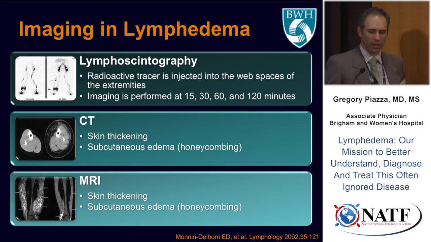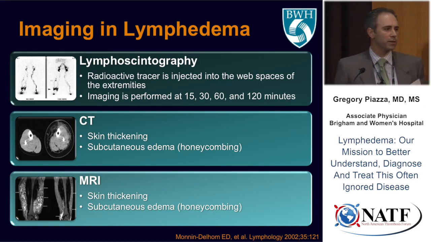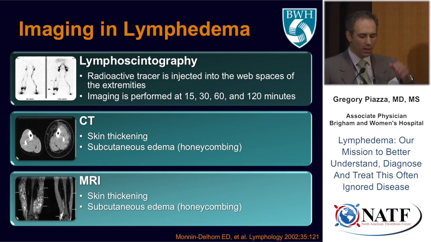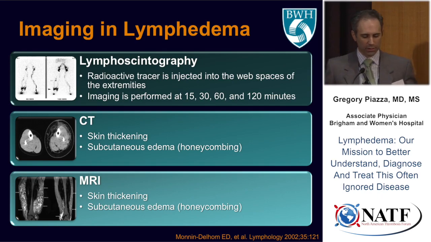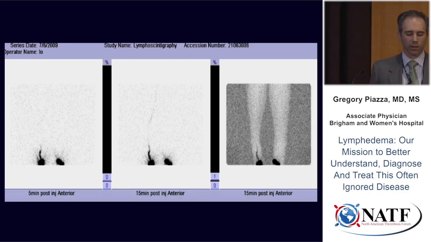So how do we diagnose lymphedema? Well, sometimes we can just look at a patient and take the history and have a good sense that there's lymphedema. But what we oftentimes have to do is something called a lymphoscintigram, which is a nuclear medicine test. An IV is placed between the web spaces of the toe, and radioactive tracer is injected, and then pictures are taken at regularly spaced intervals, 15 minutes, 30 minutes, 60 minutes, 120 minutes, sometimes hours after, to see how the tracer flows up the lymphatics. CT and MRI are not particularly helpful. They just show nonspecific findings, something called honeycombing. What we really use is the lymphoscintigram.